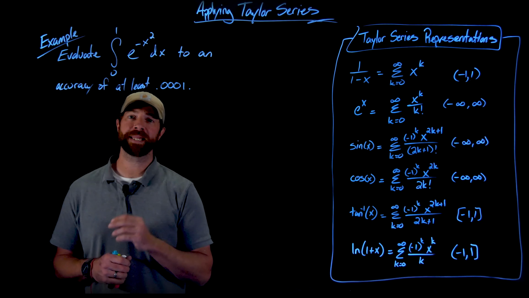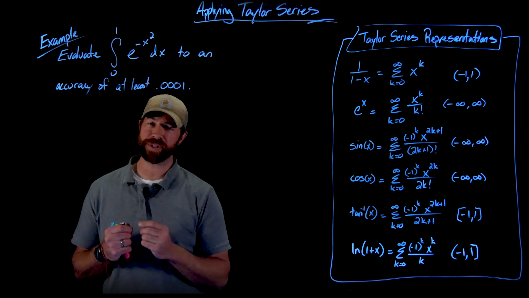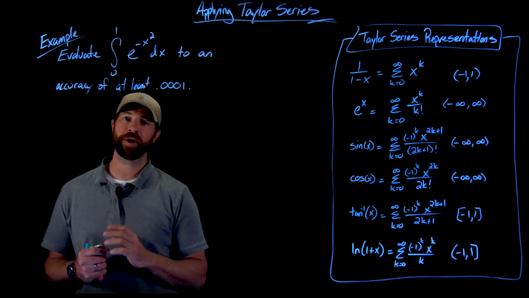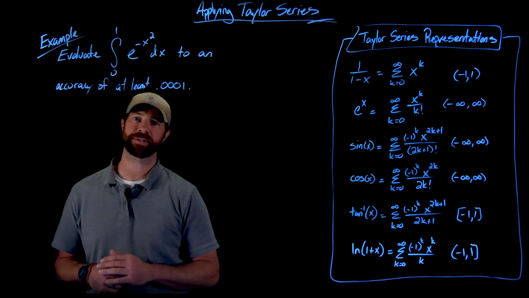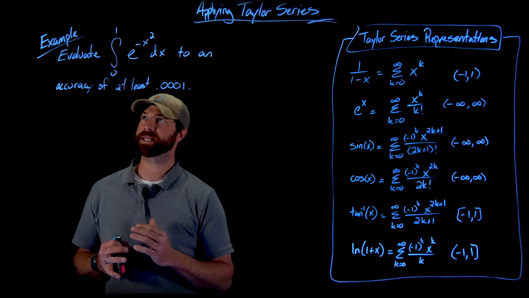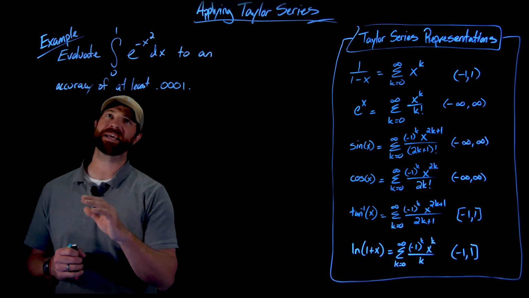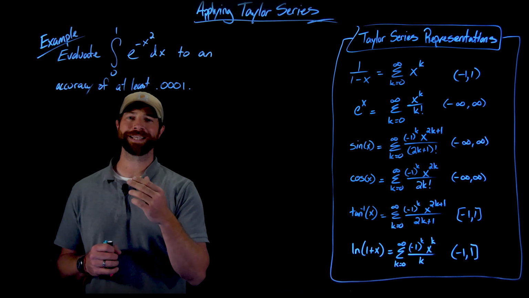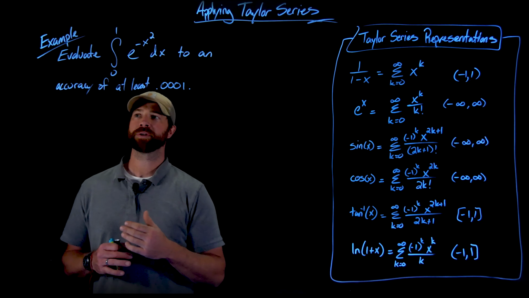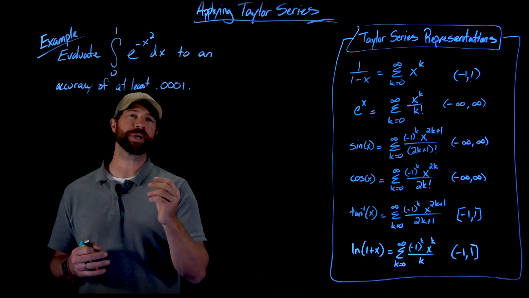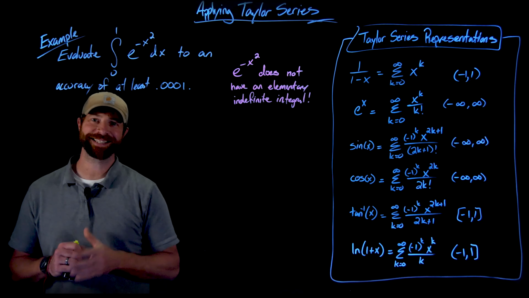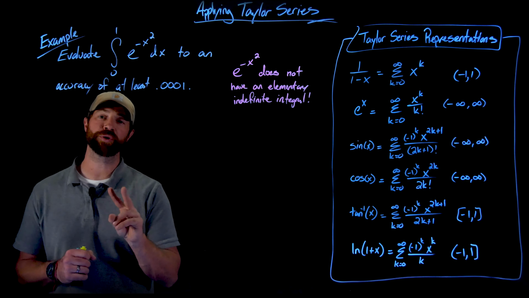Hey, welcome back. In this video, we're going to see one of the most important applications of Taylor series representations. In this case right here, we're being asked to evaluate the integral from 0 to 1 of e to the negative x squared to an accuracy of at least 0.0001. This example is especially important for two reasons.